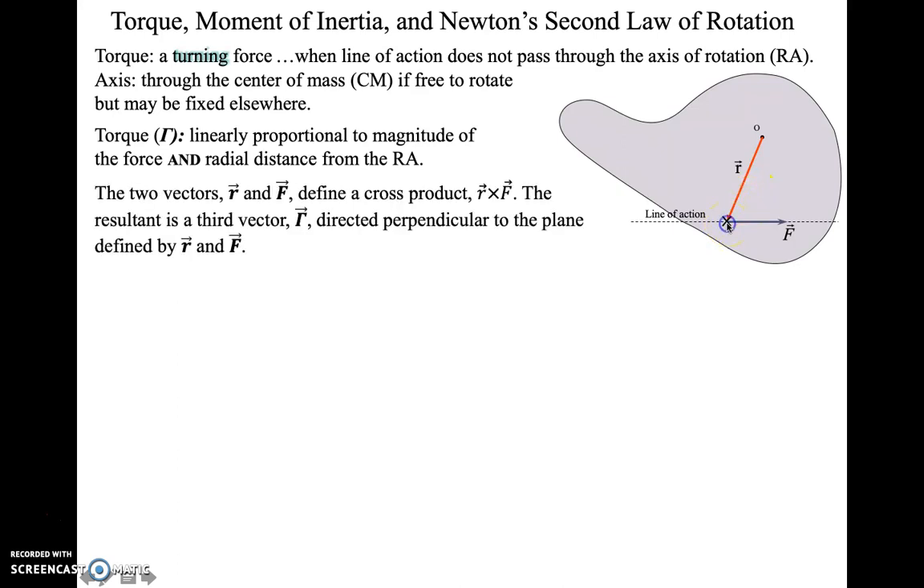All right, the radial distance from the axis of rotation is shown, the red arrow, pointing toward where the force is acting. And the two vectors combine in a cross product, r cross F, vector multiplication, and it results in this third vector, torque, that's perpendicular to the plane defined by the two vectors, the radius and force vector.